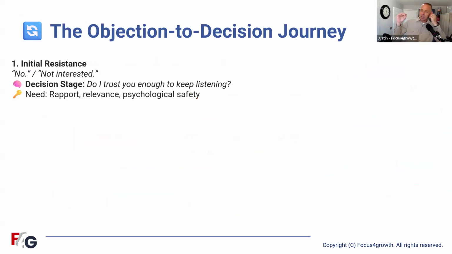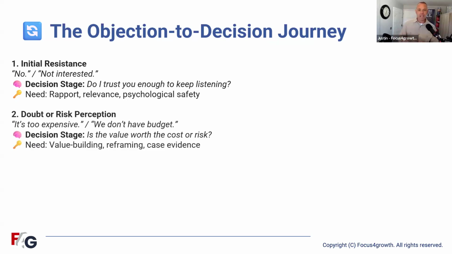And then we've got this: sometimes objections come up at different parts of the sales process, so there are ways to handle different types of objections. We've got this objection to decision journey. When you get initial resistance, like, no, I'm not interested, really the customer is asking themselves, do I trust you enough to keep listening? What we need at that point is rapport, really strong relevance, and a connection that provides psychological safety for the client and for you yourself. That's really important in that early initial resistance.